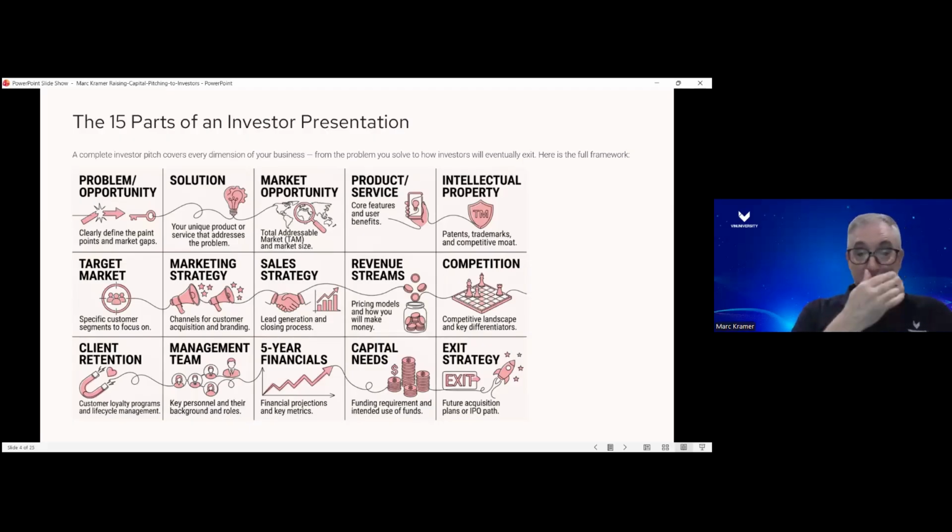What's the management team that you have and their experience, the 5-year financial projection, your capital needs and how you use it, and then your exit strategy. So we'll talk about each of these parts of this plan.